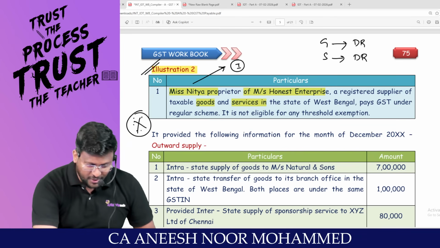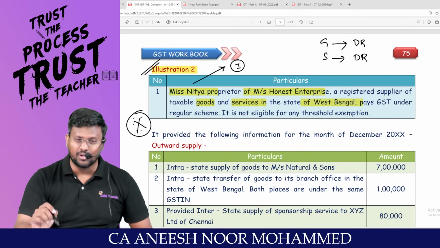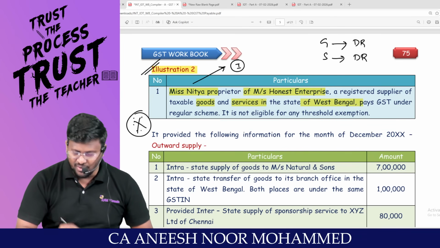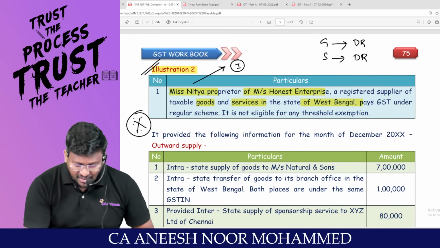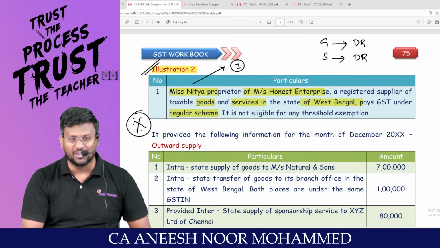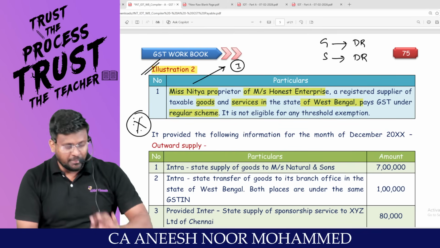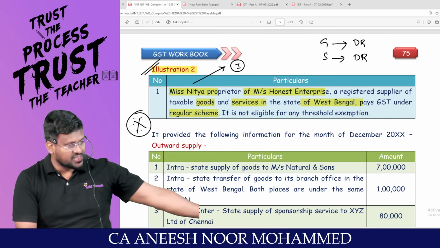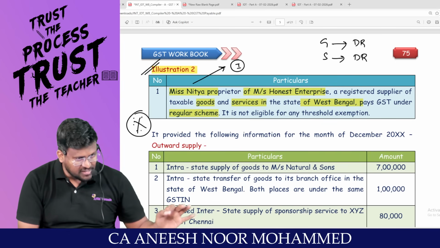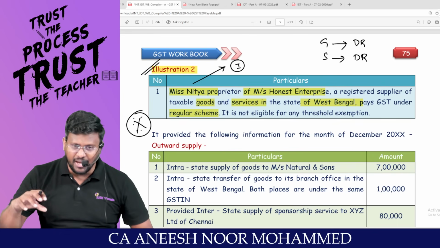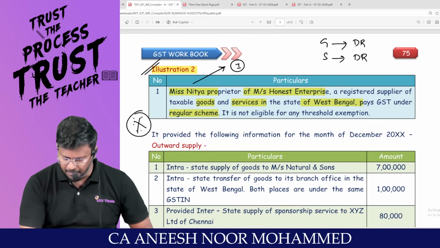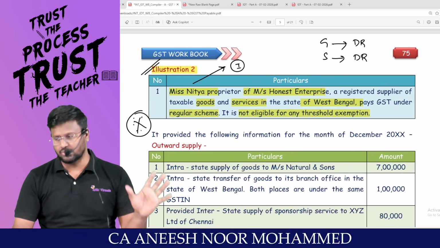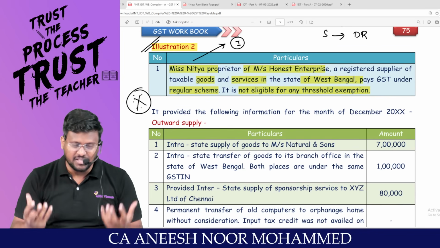In the state of West Bengal, every data is important. She is situated in West Bengal. Pays GST under regular scheme. Again, that is also important. There is no composition scheme. That means whenever she makes outward supply, she is supposed to collect output tax. Whenever she purchases, she will pay GST that can be taken as ITC. It is not eligible for any threshold exemption. Super. All the basic details we have taken.